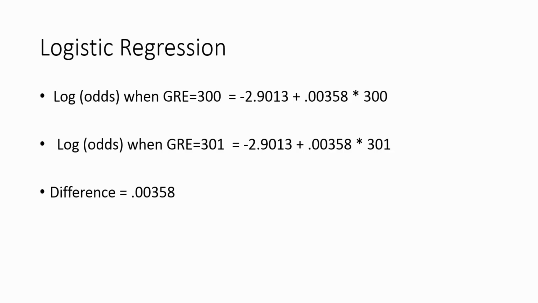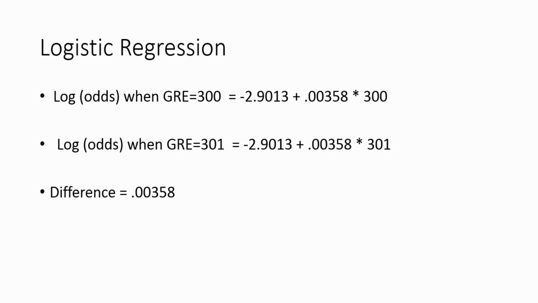Let's assume that a student has a GRE score equal to 300. So what is the log odds that this particular student will get admitted to the graduate school? Well, put 300 in place of the variable GRE and calculate the log odds: minus 2.9 plus 0.00358 into 300.